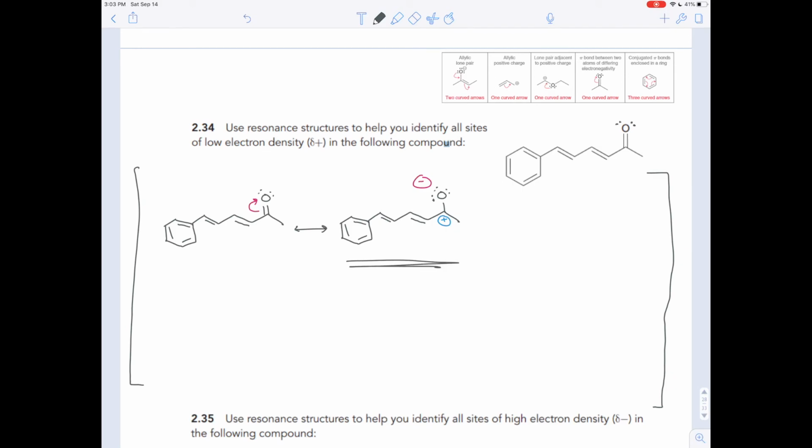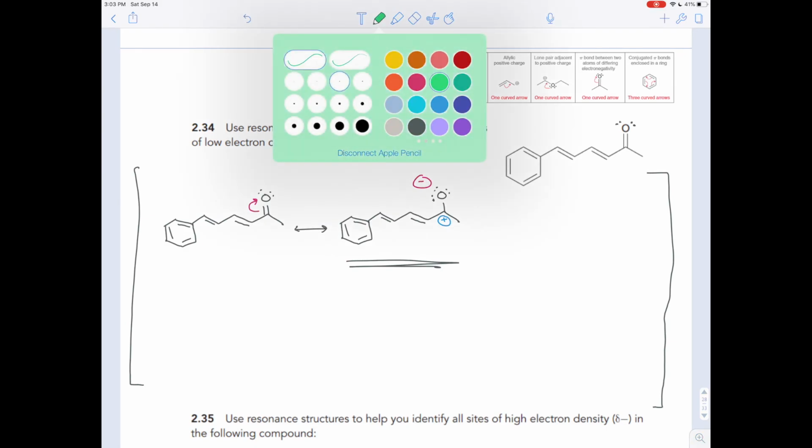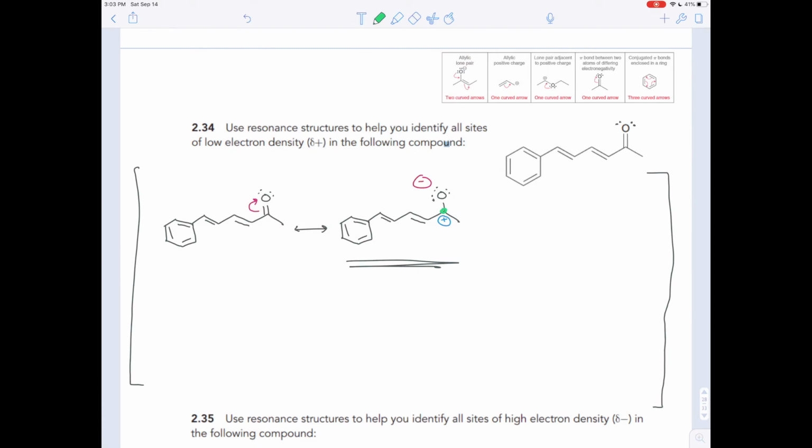Is there an allylic lone pair there? Well, there is. There's this allylic lone pair. Oh no, forgive me. Those are not allylic lone pairs because if you go just one atom over, you are not at an atom in a double bond. So if you go one atom over from where the lone pairs are. Okay, so we don't have that first pattern.